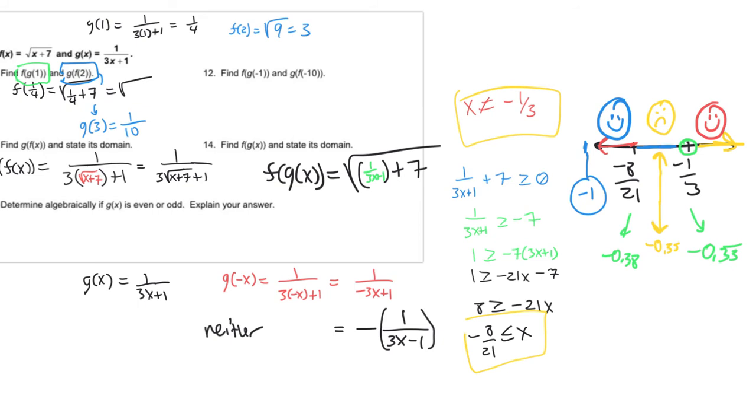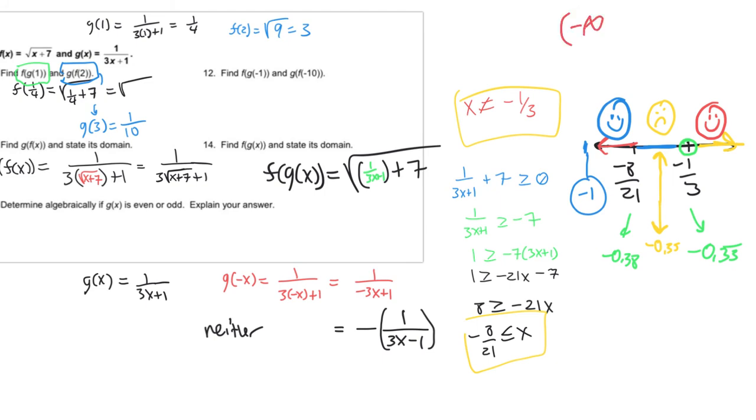So in this section, all these x values are included in the domain. None of these x values are included in the domain, and all these x values are included in the domain. Now, these are called critical values, the negative 8 over 21 and the negative 1 over 3. They're called critical values. We plotted them on a number line, and we tested out the different partitions.